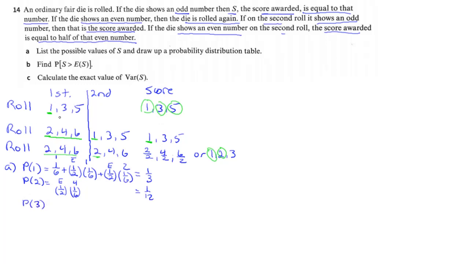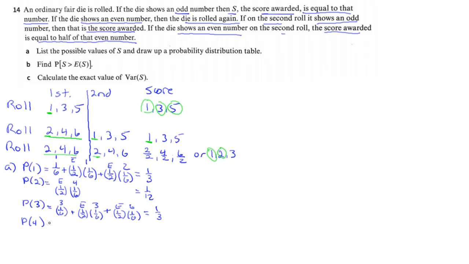Now the probability of getting a 3, that can happen a few different ways. I could get a 3 on the first roll. That's a 1/6 probability. I could get an even number and then get a 3. So that's 1/2 times 1/6. And then the last possibility is to get an even number and then get a 6. So the probability of getting an even number is 1/2, and then the probability of getting a 6 is 1/6. So when I add those together, I'm going to find out the probability of getting a 3 is 1/3.